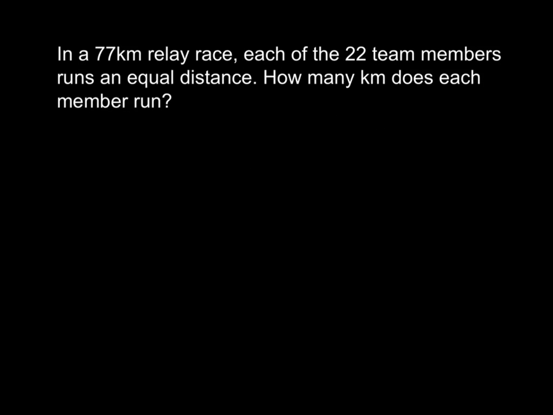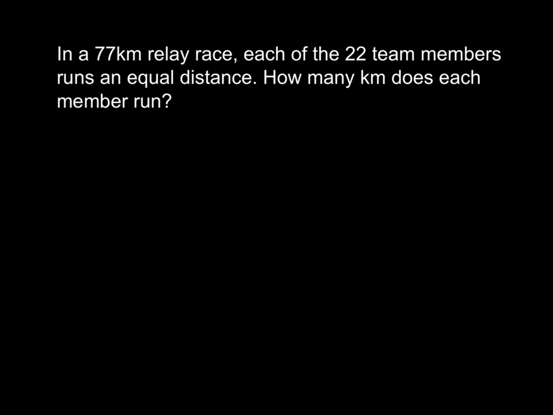In a 77-kilometer relay race, each of the 22 team members runs an equal distance. How many kilometers does each member run? One of the things that's really helpful when we have a division problem like this, or to even identify it as a division problem, is to draw a picture to see what the question is asking.